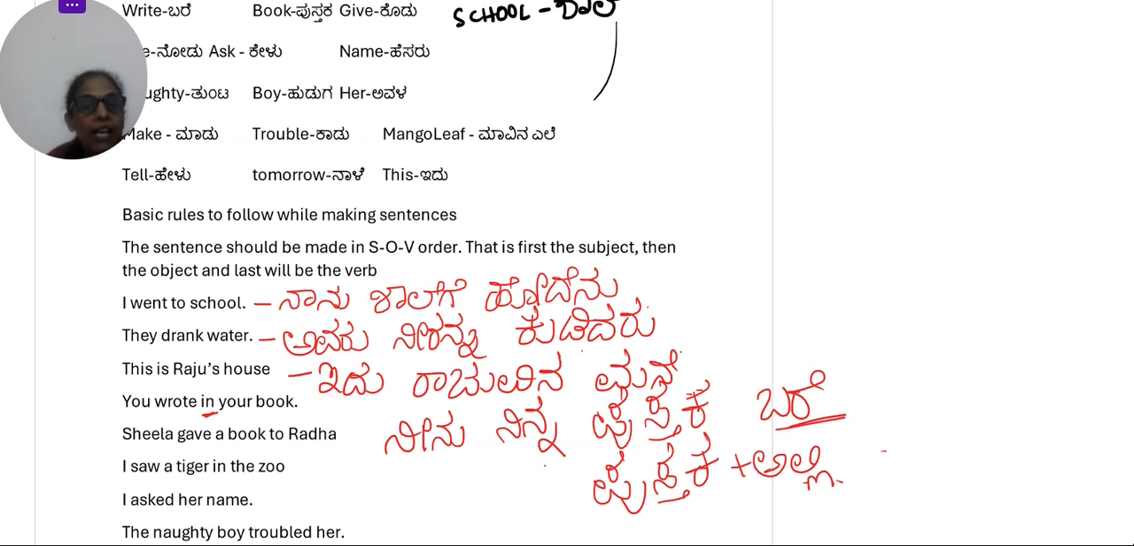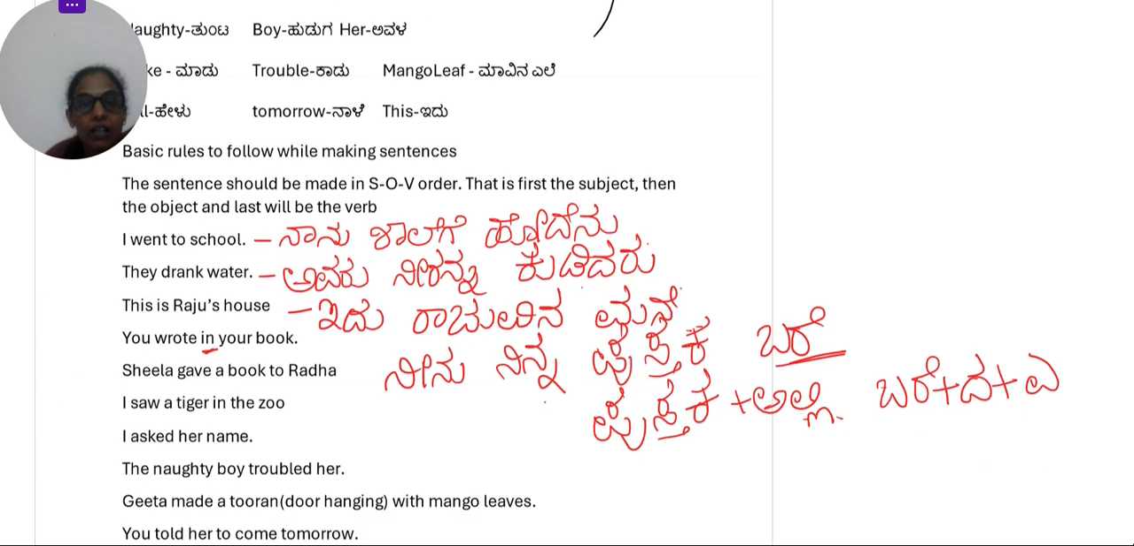Now bare. Bare is write. But you have to say it as wrote. You have to make it as past tense. So bare is a verb. Then de is a suffix you add for past tense. And who is doing the action? So it is the second person. So second person will be a. The suffix for second person is a. Now when you put it together, we will get the correct sentence.